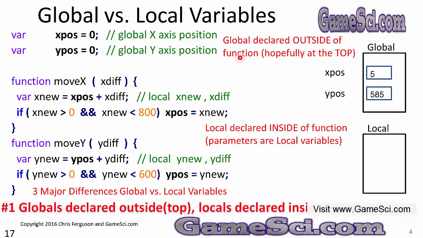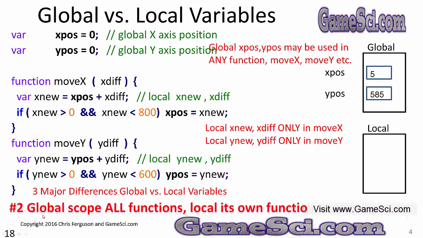Global variables are declared outside of a function, hopefully at the top of your code. Local variables are declared inside of a function. Remember, parameters are local variables. So these are local variables. There are three major differences between global and local variables that you've got to get used to. Number one, globals are declared outside of a function, hopefully at the top of your code. Local variables are declared inside of a function.